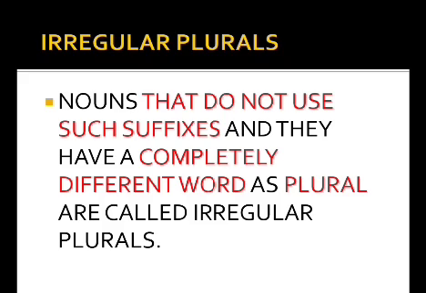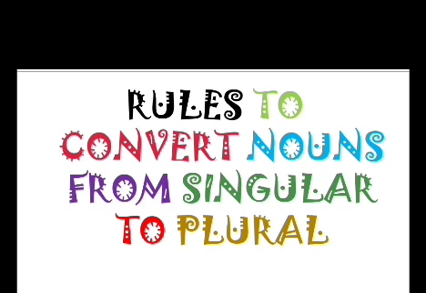Let us know what are irregular plurals. The nouns that do not use such suffixes and have a completely different word as a plural noun are called irregular plurals. Examples of irregular plurals we will study further into the video. First of all, let us know about certain rules that are used to convert the nouns from singular to plural.